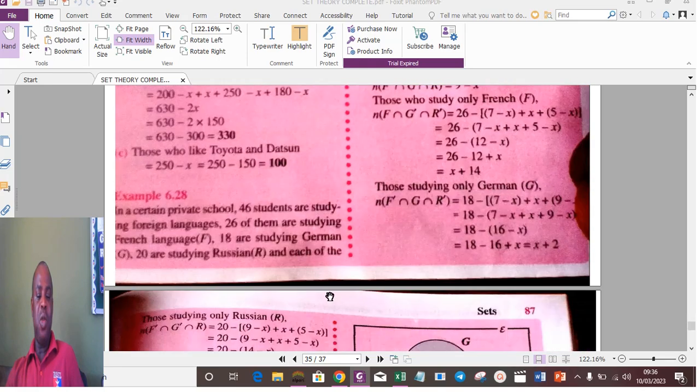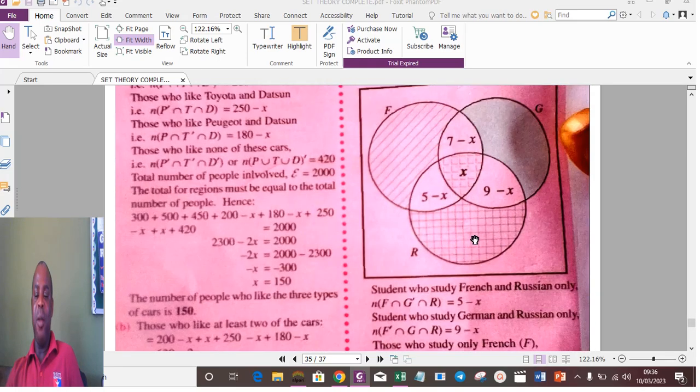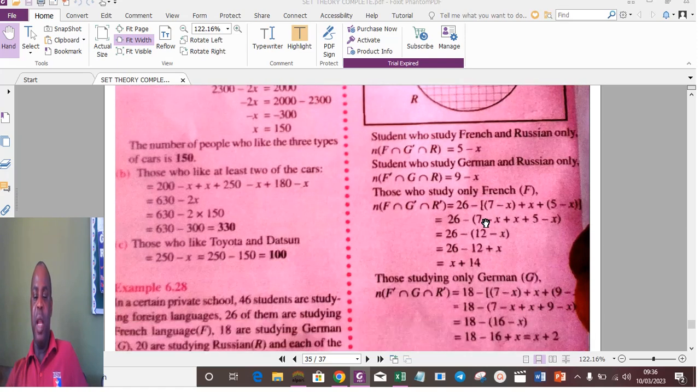Then we are also told that 20 of them are studying Russian. See here, all these people here are studying Russian. So we want to get Russian only. That will be: add these things together, 1, 2, 3, subtract from 20, and we get it. So now let's look at how to do it numerically.